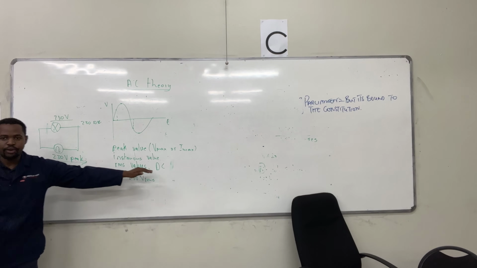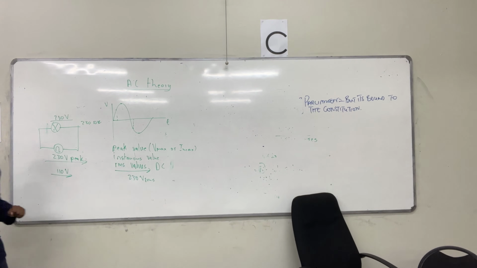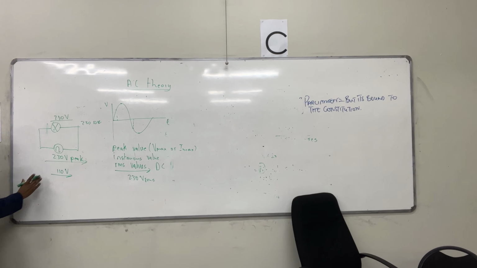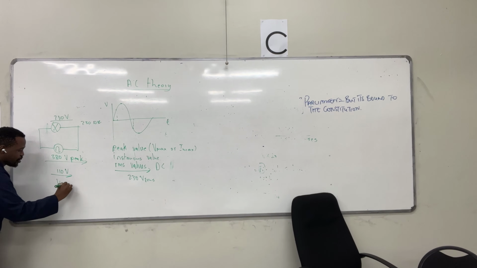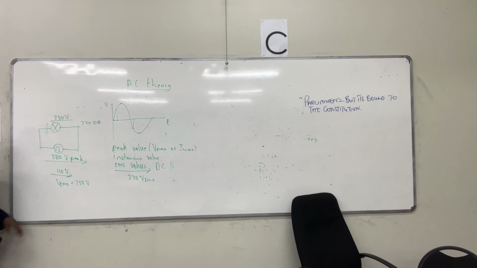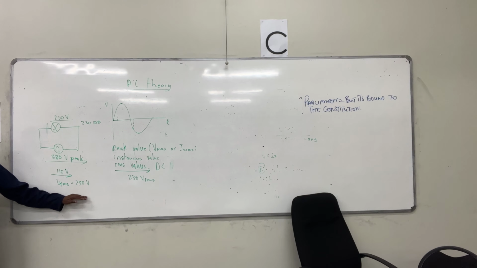So VRMS is comparable to DC. For this source to get 230 continuously, what must my peak be? Let's say, as an example, 338. Then the VRMS will be 230, which is what we needed. That is the root mean square value.